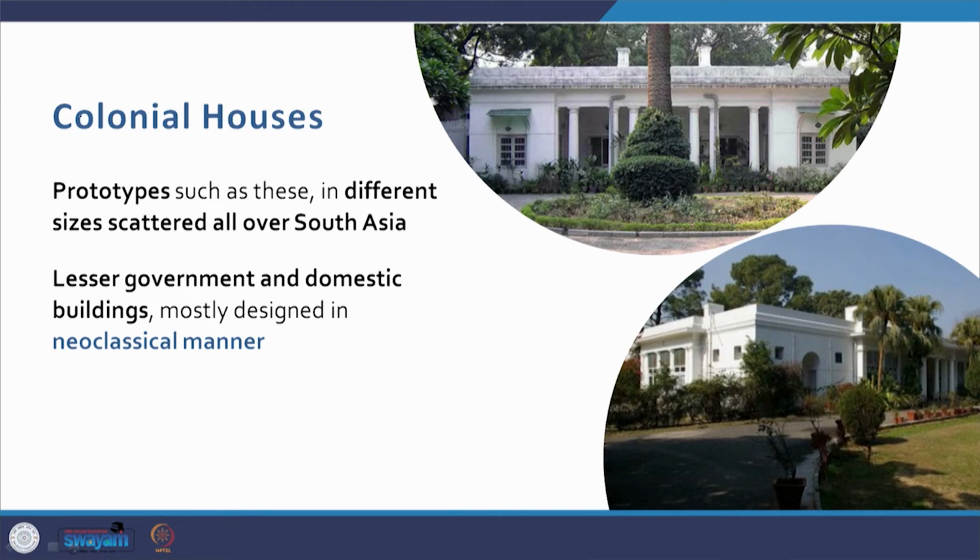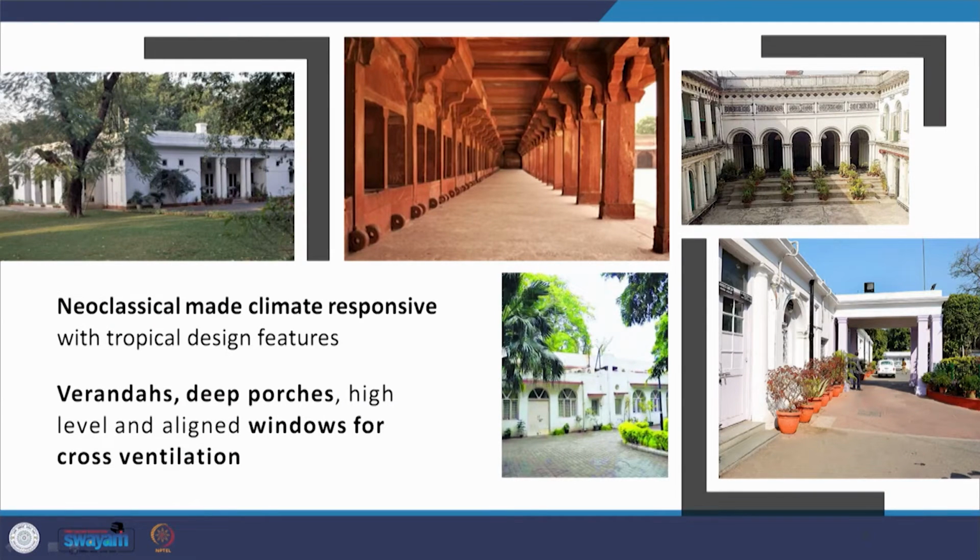Now, the colonial house per se, prototypes such as these, are scattered all over South Asia. They were executed by the PWD. They are for lesser government and domestic buildings, and they are mostly designed in the neoclassical manner. Now, though designed neoclassically, they are made climatically responsive with tropical design features. For example, there are verandas. So you find the veranda in the neoclassical bungalow, and the veranda has been borrowed from, say, Mughal architecture or even from other traditional architecture of India.